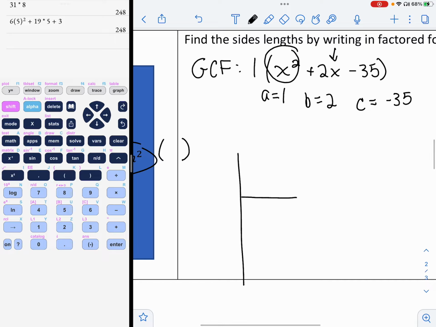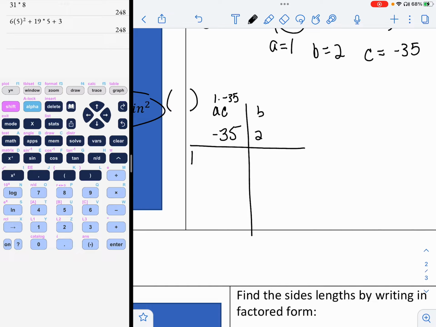All right, so let's do this and this. AC is 1 times negative 35, so negative 35. B is 2. 1, 2, 3, 4, 5. Now, maybe some of you already have it. That's great. Just remember, not everybody's going to be as fast as everybody else. So we have negative 35 divided by 1 is negative 35. Negative 35 divided by 2 is a decimal. Negative 35 divided by 3 is also a decimal. Negative 35 divided by 4 is a decimal. Negative 35 divided by 5 is negative 7.